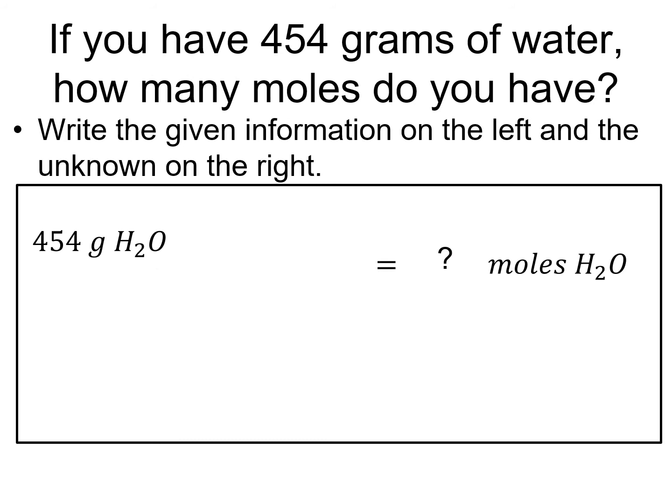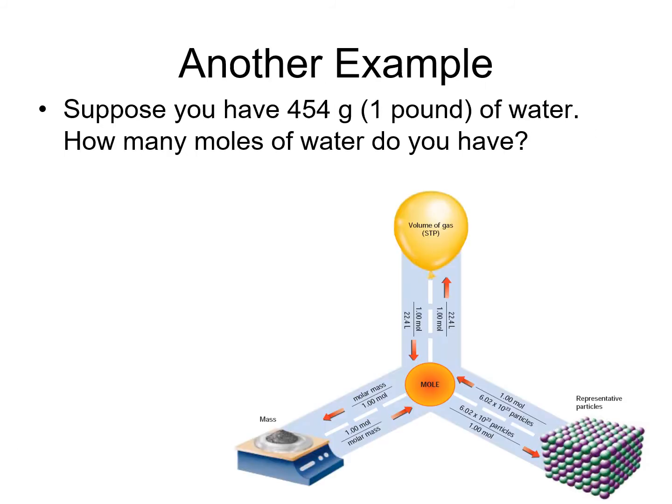Just like before, once I've understood the question, I will write my given information on the left-hand side, 454 grams of water, and over on the right, I'll put what it is I'm trying to find, moles of water. Now I get my mole roadmap out, and I mark where I'm starting. I put my finger down on mass. I have 454 grams of water. I want to go to moles. And so the conversion factor that's shown along that route is 1 mole over molar mass.